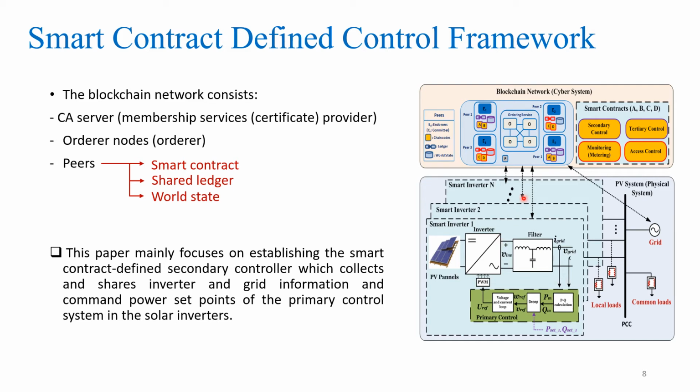These inverters also consist of their own primary control system that mainly controls the inverters. So in our case, we are mainly developing the secondary control in our smart contracts. In this secondary control, our main target is to set the active and reactive power set points according to the different conditions of the grid system.